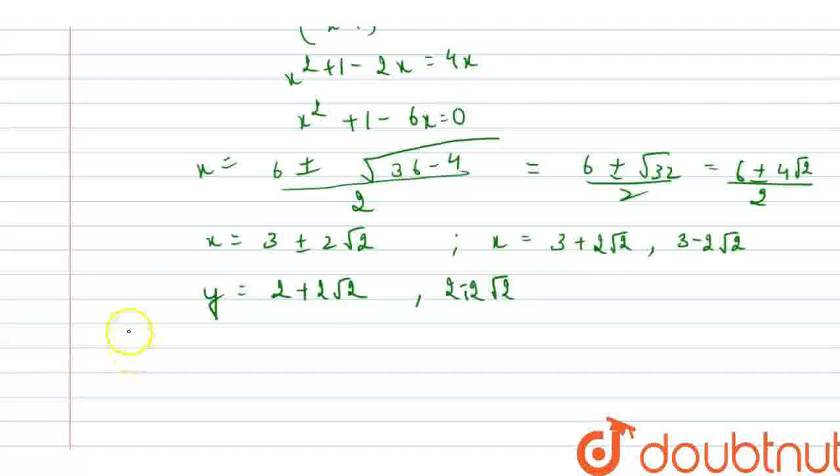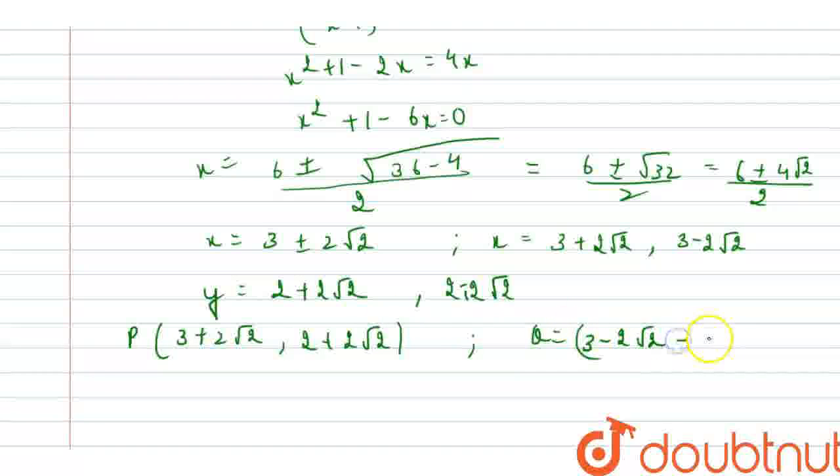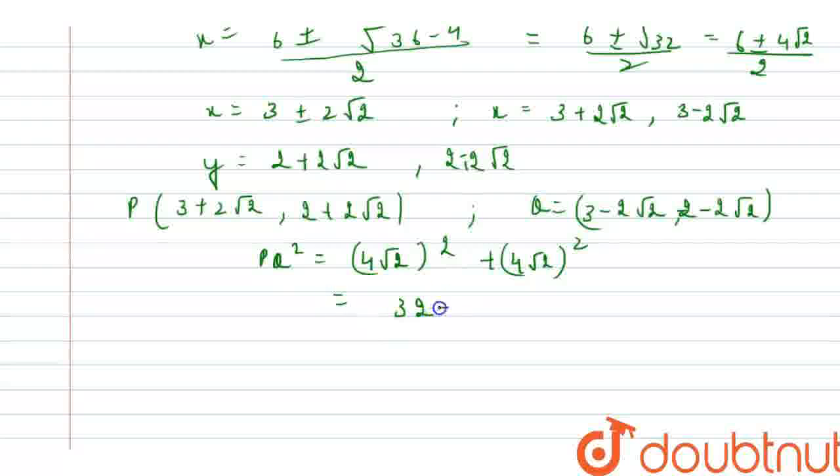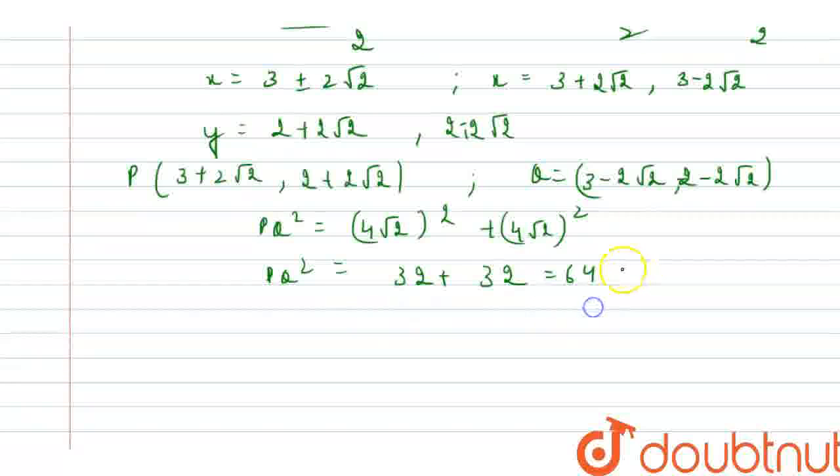If one of the points of intersection is P and the other is Q, then P will be equal to (3 plus 2 root 2, 2 plus 2 root 2), and Q would be equal to (3 minus 2 root 2, 2 minus 2 root 2). Let's calculate the distance PQ. PQ square would be x coordinate difference square plus y coordinate difference square, so we get (4 root 2) square plus (4 root 2) square. Solving it, we get 32 plus 32, which comes out to be 64. If this is 64, it implies PQ is equal to 8 units.